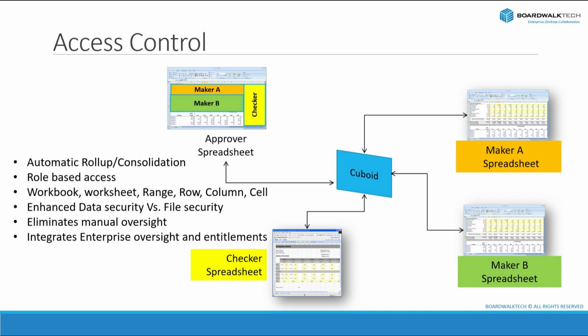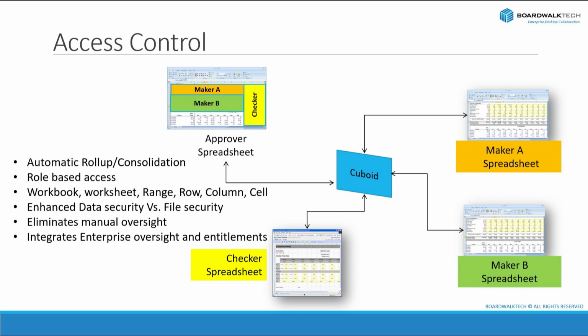Approver sees all Maker A, Maker B and checker's data, and that data is read-only for them. The only columns they have write access to would be the ones they provide their comments and approvals in. Each of the roles can have their own workbooks that interact with the same data set. Hence, the Boardwalk platform is providing role-based access to the data for Maker A and Maker B.